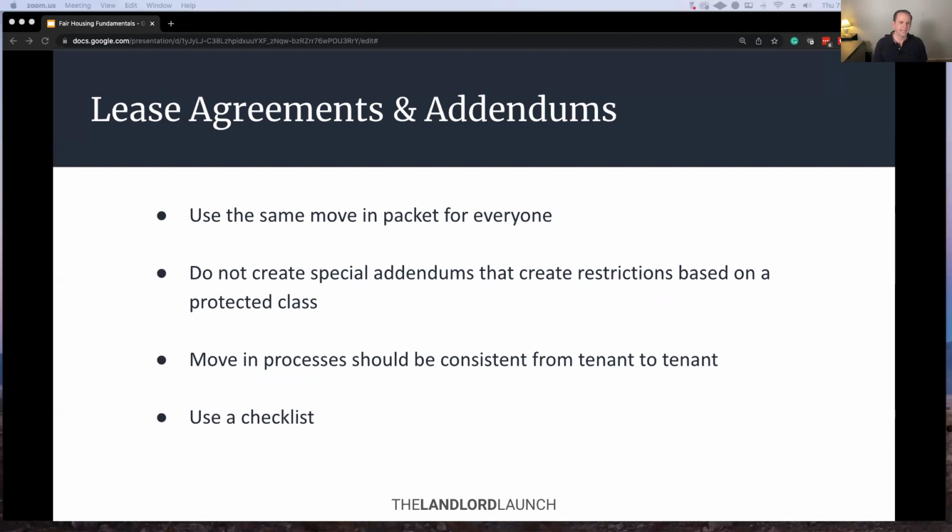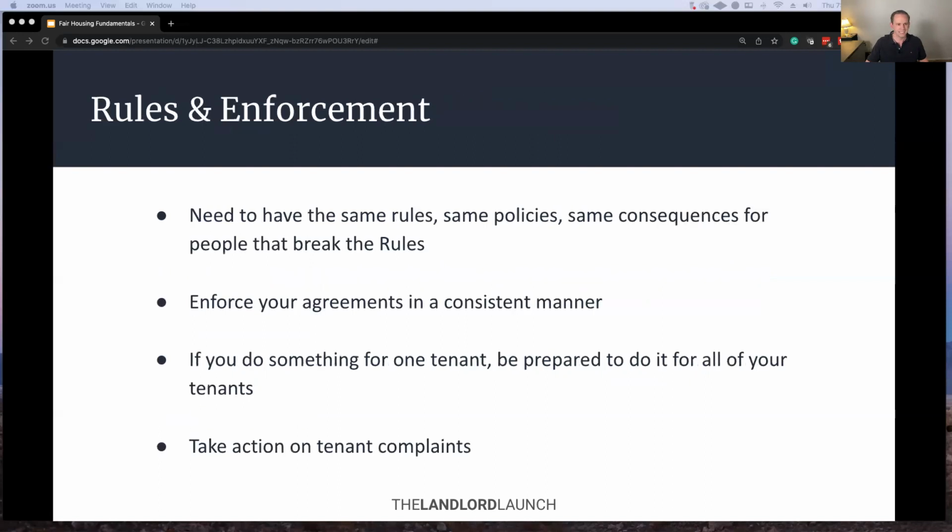The lease agreement and addendums, again, use the same move-in packet for everybody, same terms for everybody. Don't create special addendums for people with children. Keep that move-in process consistent. When we get into the move-in process section, I use a move-in checklist for this exact reason, so I can show and demonstrate that I keep things consistent from tenant to tenant.